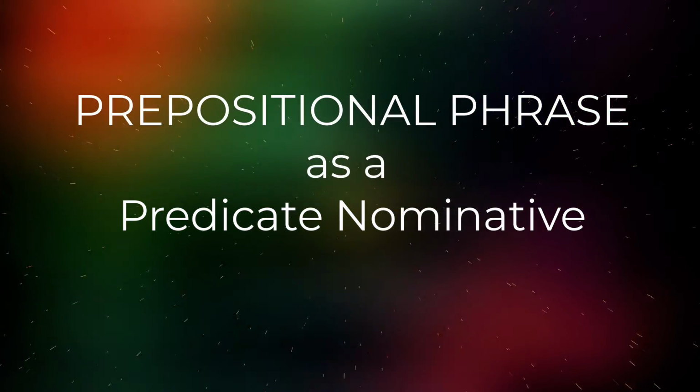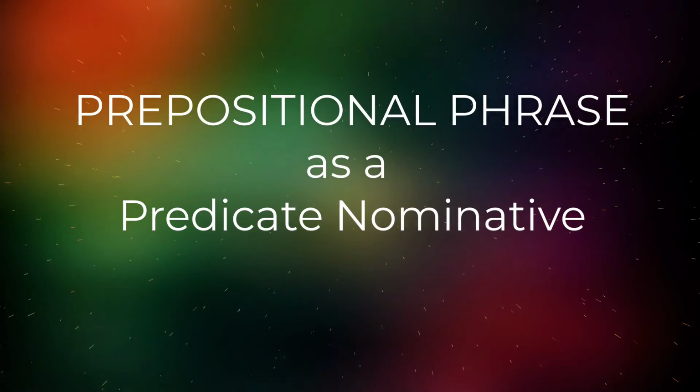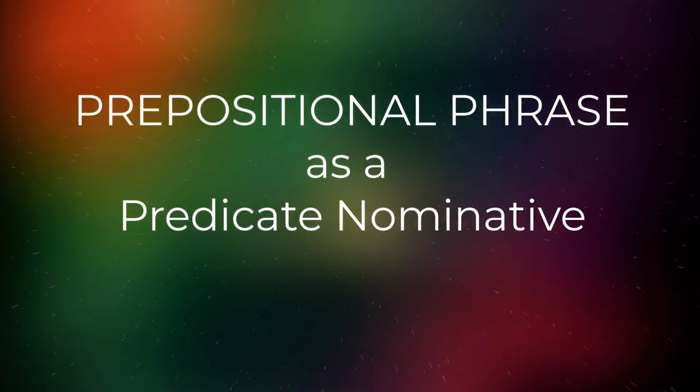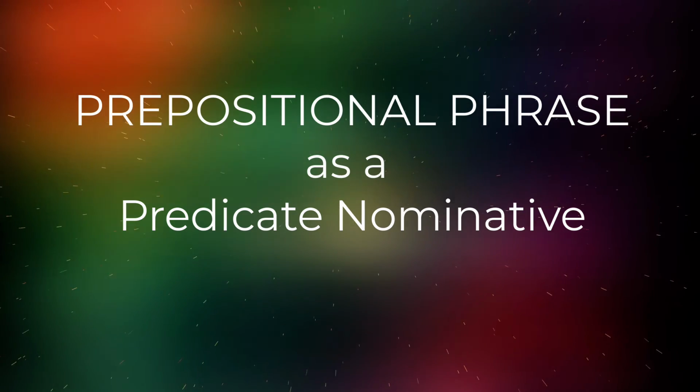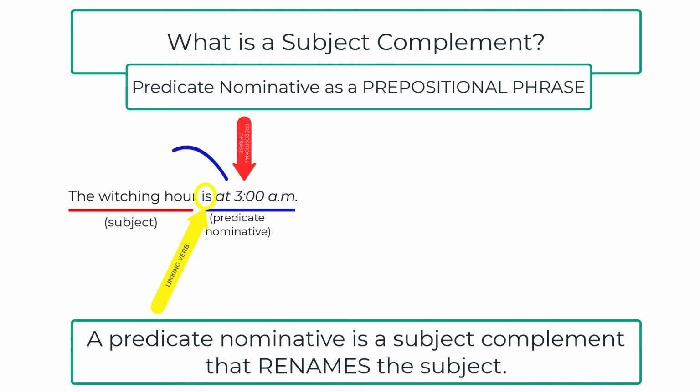And sometimes, but very rarely, a prepositional phrase may act as a predicate nominative. This is in the rare cases where the prepositional phrase is acting as a noun. The witching hour is at 3 a.m. The best place to sit is in the front of the room.